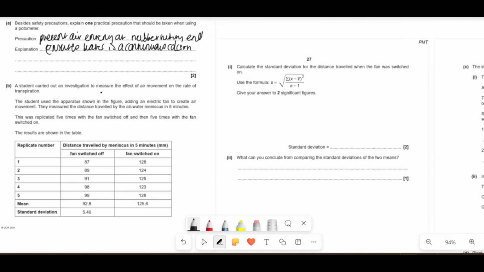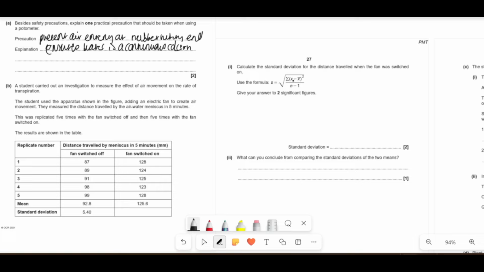So now it says, a student carried out an investigation to measure the effect of air movement on the rate of transpiration. What they did is they used the apparatus, added an electric fan to make air movement. They measured the distance travelled in 5 minutes, and then they replicated it 5 minutes with the fan switched off, and then 5 minutes with it on, and here's the results. So they've repeated it, and then they've got a mean, and they've got a standard deviation. And it says, calculate the standard deviation for this distance travelled when the fan is switched on.